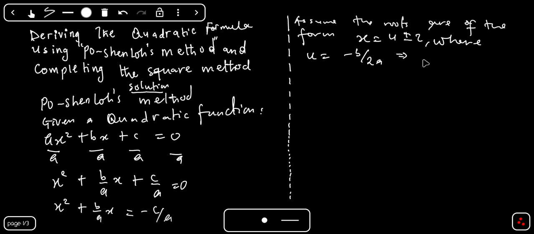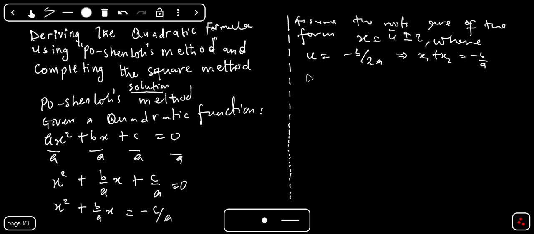If you have x1 and x2 as your roots, the sum of the two roots will be minus b over a. So the average will be the value of this u. Are you following me now? So now let's move on. After we've assumed that the roots are of the form x equal to u plus or minus z, and we know that u is minus b over 2a, this is what we are going to do.